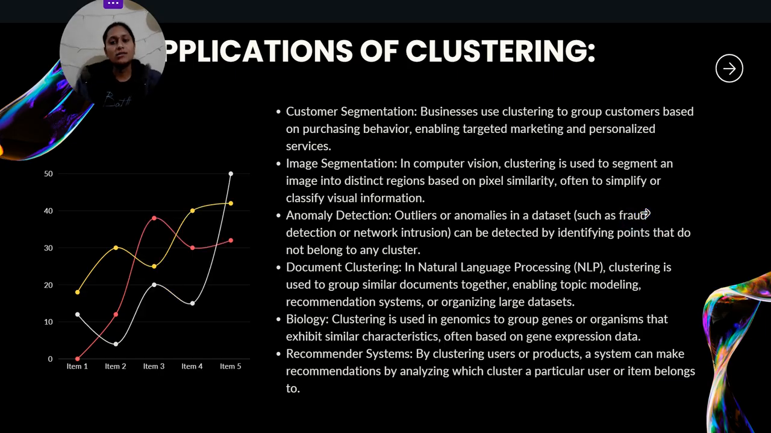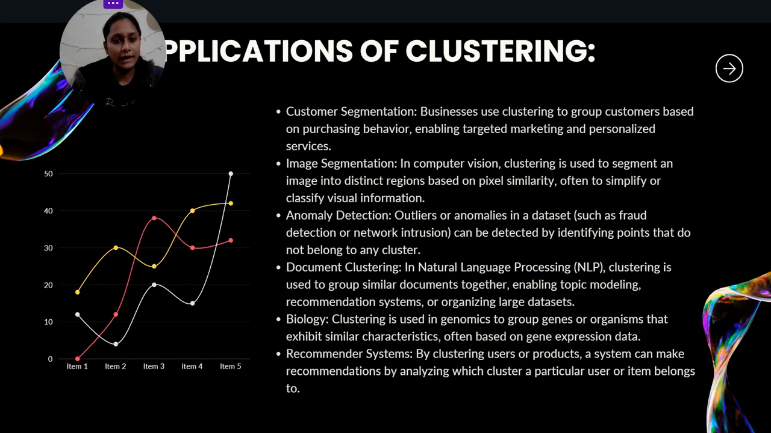Now let's discuss what are the applications of clustering. First, customer segmentation. Businesses use clustering to group customers based on purchasing behavior, enabling targeted marketing and personalized services. Second, image segmentation. In computer vision, clustering is used to segment an image into distinct regions based on pixel similarity, often to simplify or classify visual information.